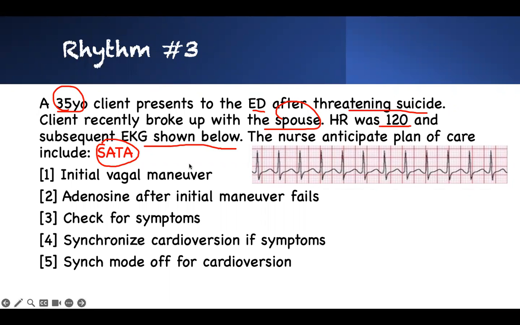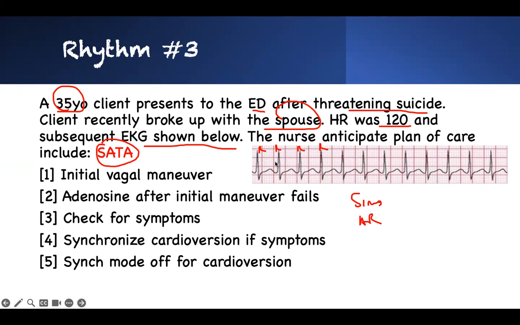So, what is the question? What would I do? What is the problem? Somebody broke up with a boyfriend or girlfriend, came in tachycardic to 120, and you obtain this EKG. What do you think? The same thing, look at the R-R, and I can tell that this is uniform, therefore I know I have sinus. Then I calculate my heart rate. What is the heart rate?